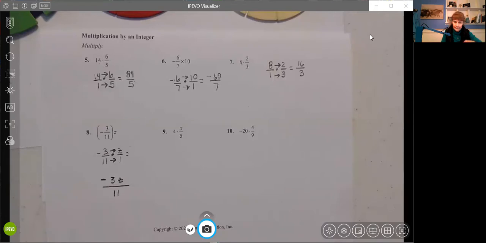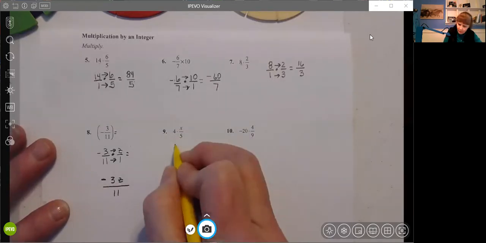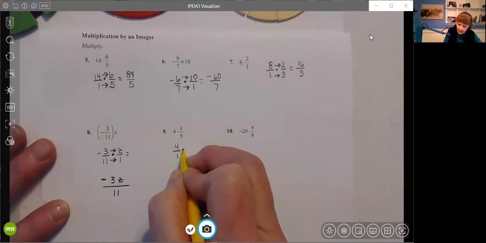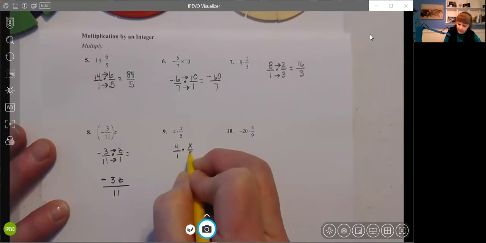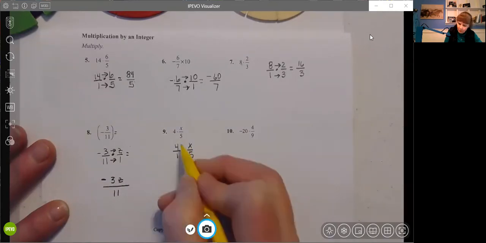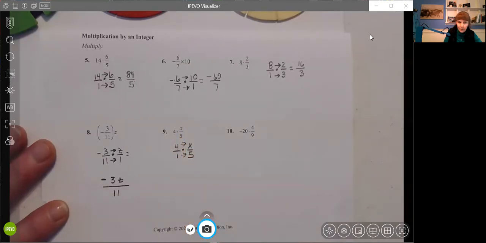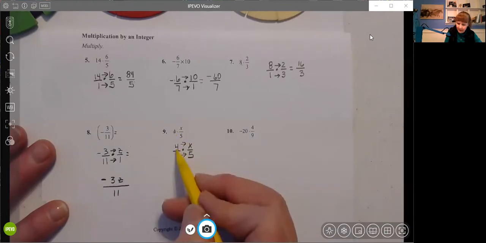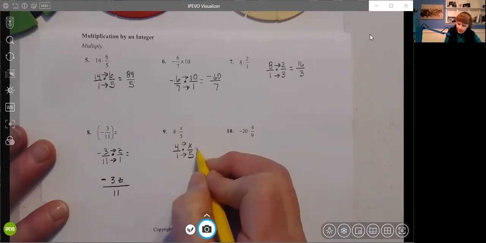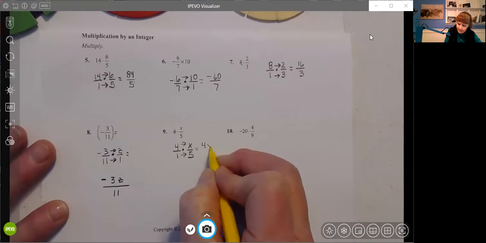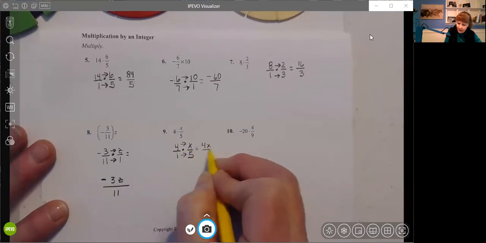Let's look at number 9. Put your whole number over 1 times x over 5. You multiply straight across. After you put your whole number over 1, they mean the same thing. Then you come up with 4x. 4 times x is 4x. 1 times 5 is 5.